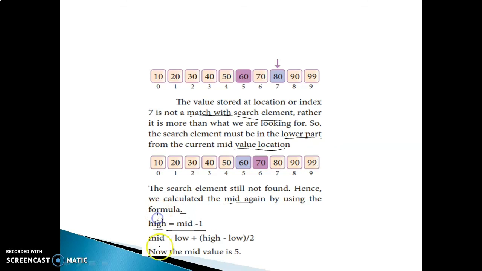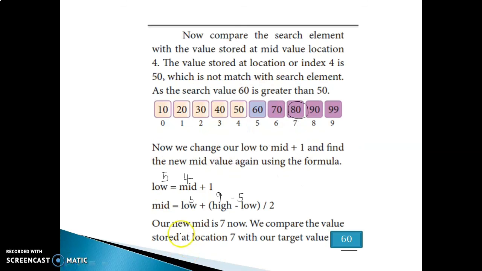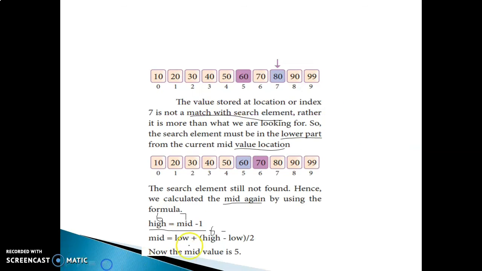Now we substitute this in the mid value formula, that is mid equal to low plus (high minus low) divided by 2. Here the high value is 6 minus the low value, which is 5. So 5 plus (6 minus 5), which is 1, divided by 2. What do we get? We get 0, because we are taking only the integral part. So 0 plus 5, now the mid value is 5.